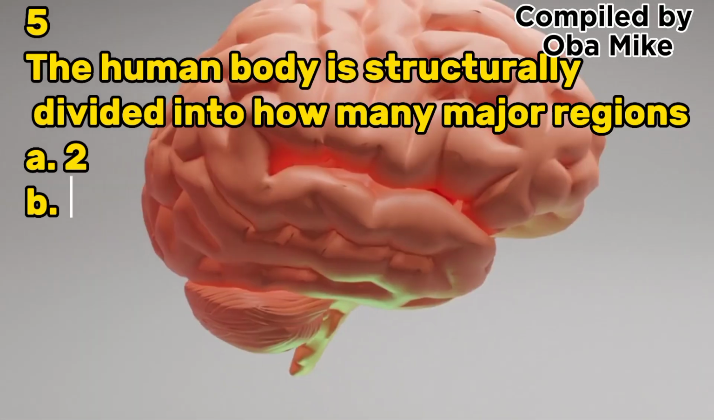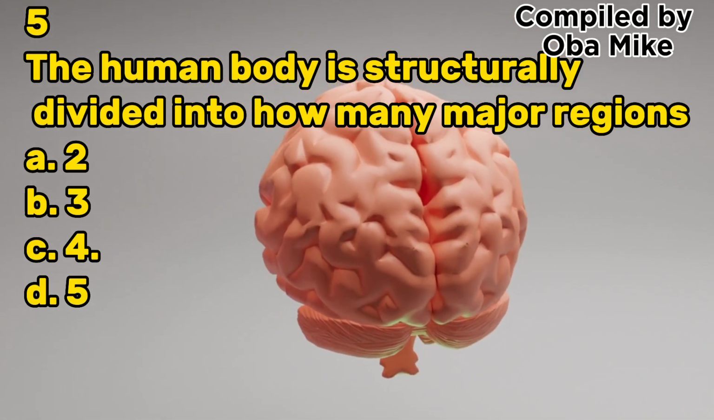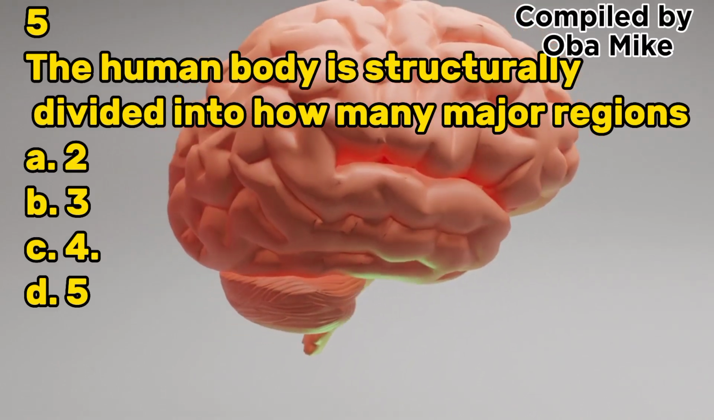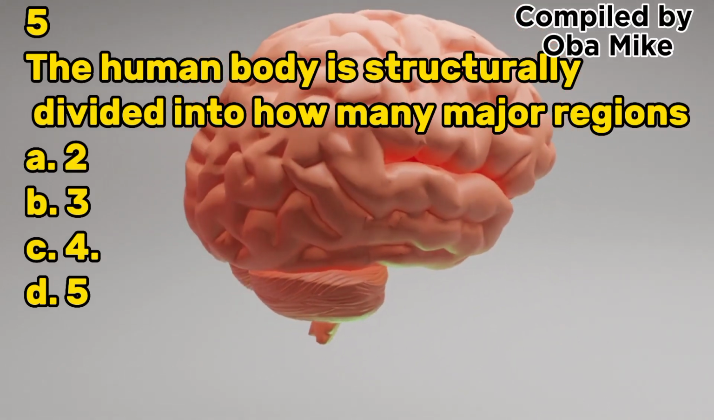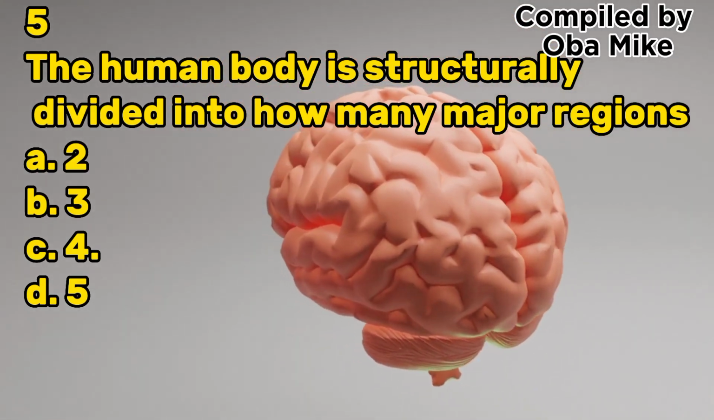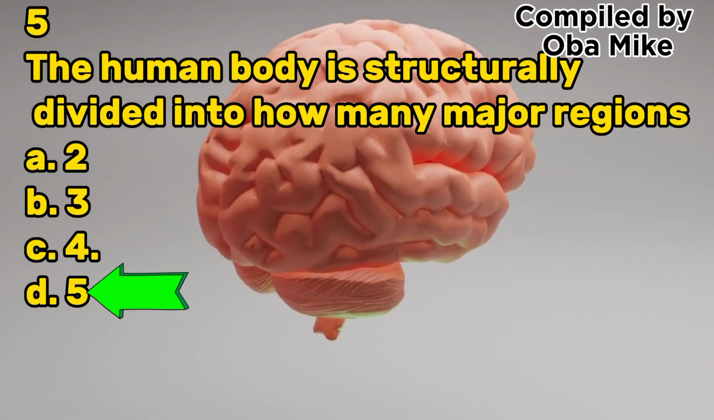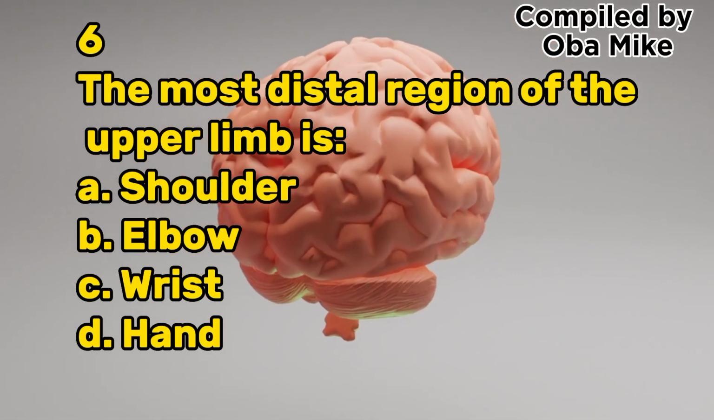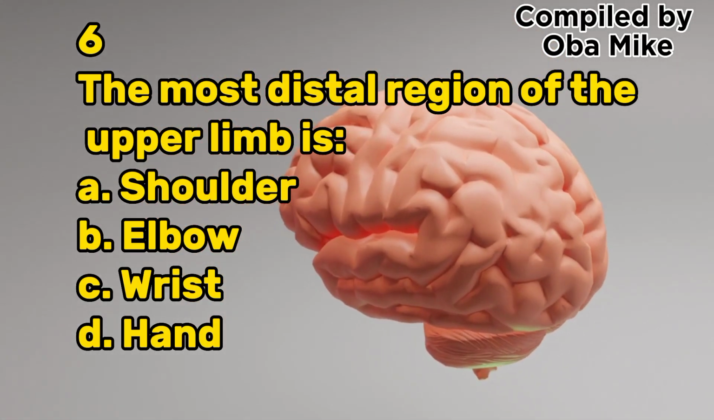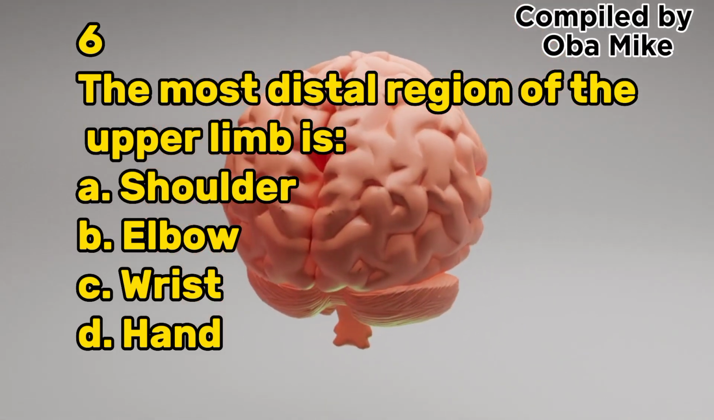5. The human body is structurally divided into how many major regions? A. 2, B. 3, C. 4, D. 5. 6. The most distal region of the upper limb is A. Shoulder, B. Elbow, C. Wrist, D. Hand.